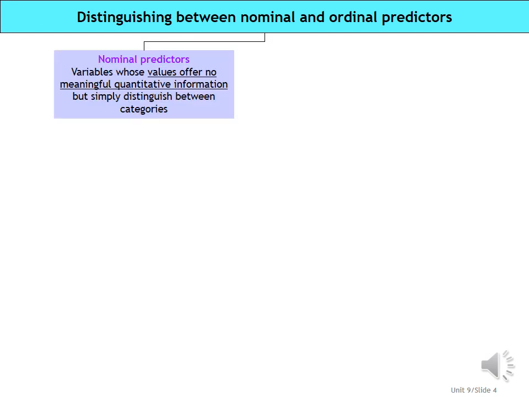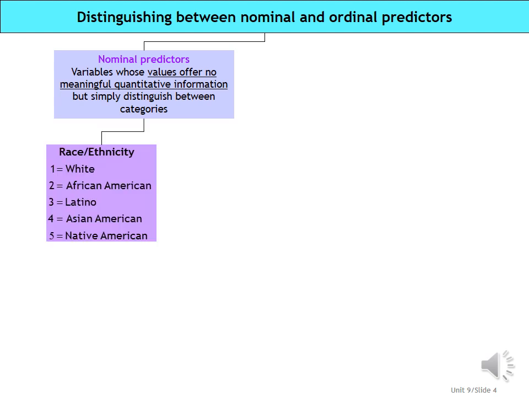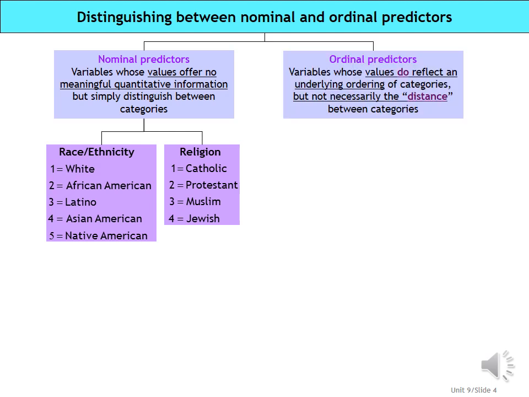We again look at the predictors. We have nominal predictors, variables whose values offer no meaningful quantitative information but simply distinguish between different categories. It comes from the name, nominal, like race and ethnicity. It could be written as 1, 2, 3, 4, 5, but there is no order between race and ethnicities, or religions, for example Catholic, Protestant, Muslims, and Jewish. Gender is another one, though it's a dichotomy, but it's a nominal variable.